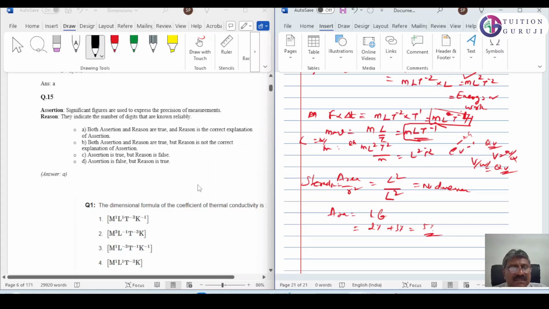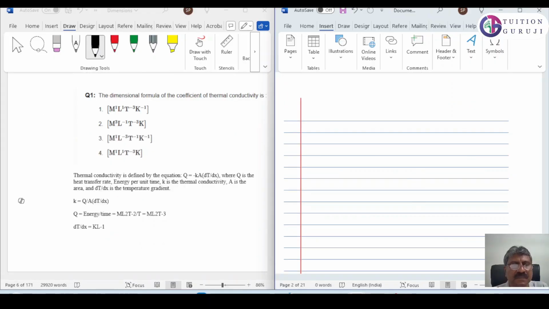Next one. The assertion is that significant figures are used to express the precision of measurements. The reason is that they indicate the number of digits that are known reliably. Let us see whether the assertion and the reason are true. Both assertion and reason are true, and the reason is the correct explanation of the assertion.